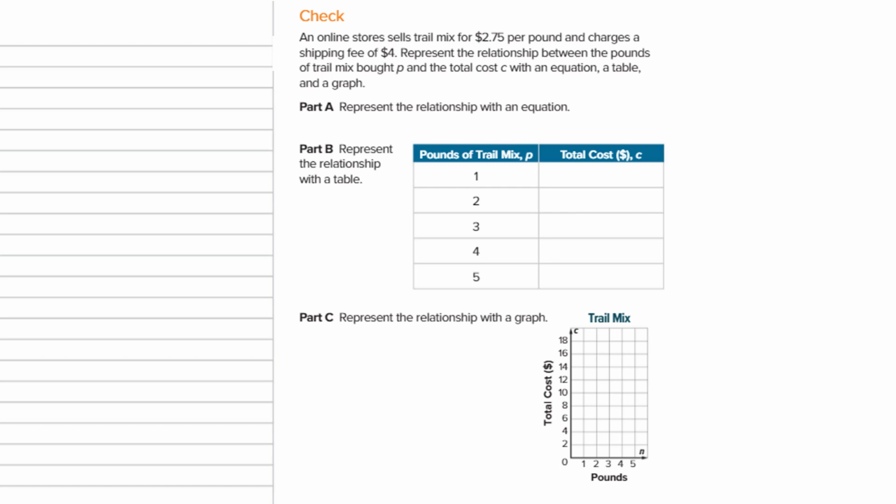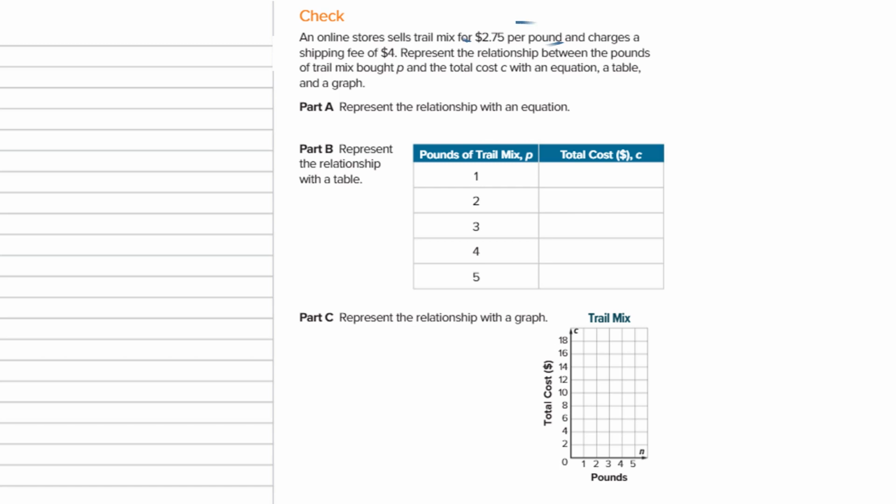Now this story problem gives us a perfect example to show us that everyone makes mistakes, because these people get paid big bucks to make these math problems, and it is not grammatically correct. It should say an online store, not an online stores sells. So an online store sells trail mix for $2.75 per pound and charges a shipping fee of $4. Represent the relationship between the pounds of the trail mix bought, which is P, and the total cost C with an equation, a table, and a graph.